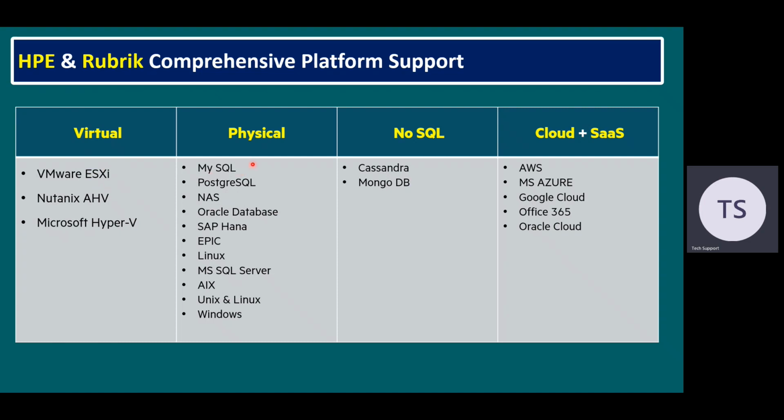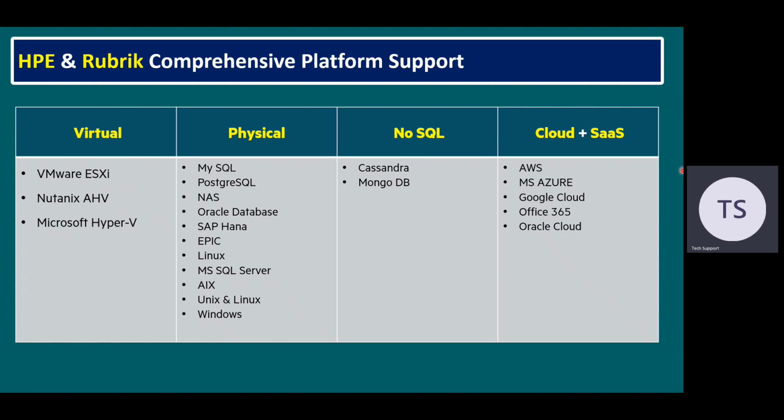And for physical, suppose your physical environment has MySQL, PostgreSQL, network attached storage, Oracle database, SAP HANA, Epic, Microsoft SQL Server, AIX, Unix, Linux, and Windows. Our backup solution supports all these platforms, and the Rubrik solution is compatible. And NoSQL means Cassandra and MongoDB. We can take backups of these two also.